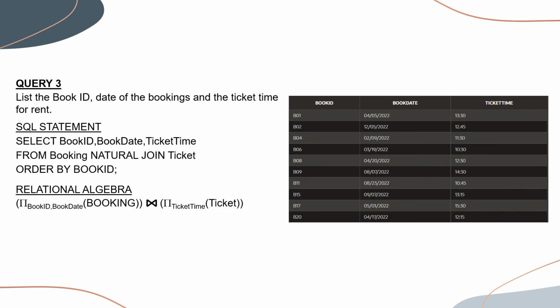Query number 3 is to list the book ID, date of the booking, and the ticket time for rent. The SQL statement will be select book ID, book date, and ticket time from booking natural join ticket order by book ID. Also, the output and the RA.